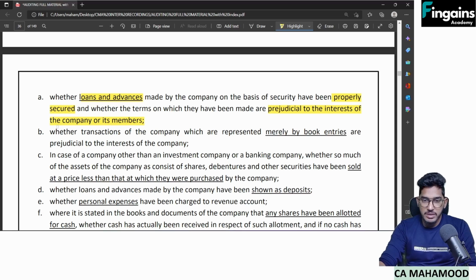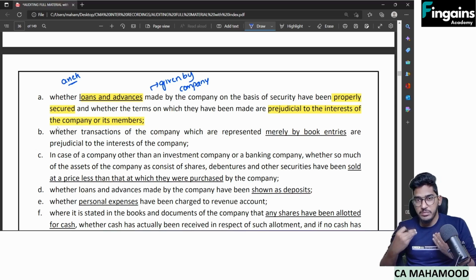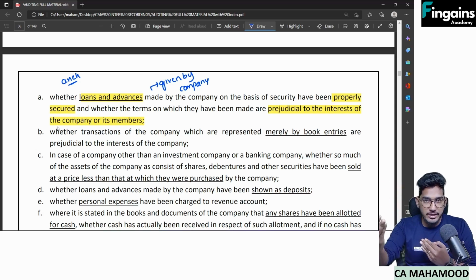When they say made by the company, they are actually talking about loans and advances which are given by the company to others. Nothing but they are referring to assets of your client company. They are not talking about liabilities, not loans and advances accepted by your client, but loans and advances given by your client. That means they are referring to assets of your client. So if loans and advances have been given on the basis of security, you need to verify whether they have been properly secured or not.